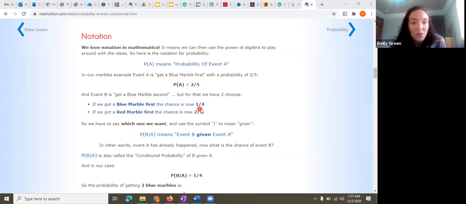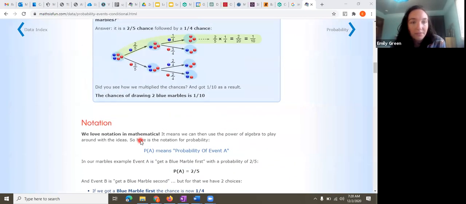the chance is 1 out of 4. That is the probability of event B. So the probability of picking a blue marble second, given that you picked a blue marble first. So when you see this P(B|A), with a line, it's the probability of event B given that event A happened.